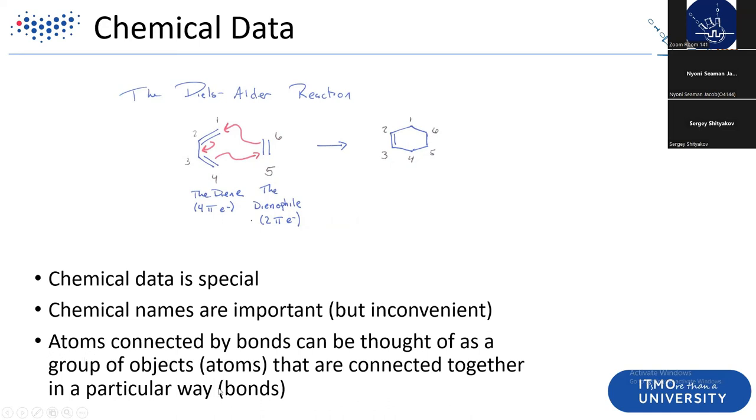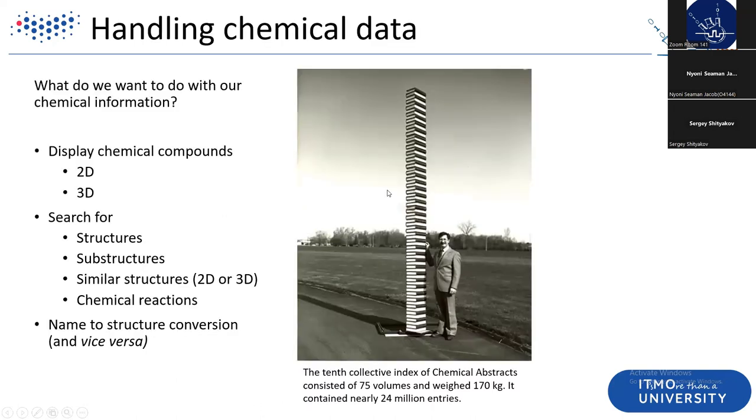Atoms connected by bonds can also be thought of as a group of objects that are connected together in a particular way. So like what's shown here, you have the atoms which are numbered and you have bonds, which is also helpful to analyze, especially when you have SMARTS strings, then this information is available in SMARTS strings. And how you can handle the chemical data.